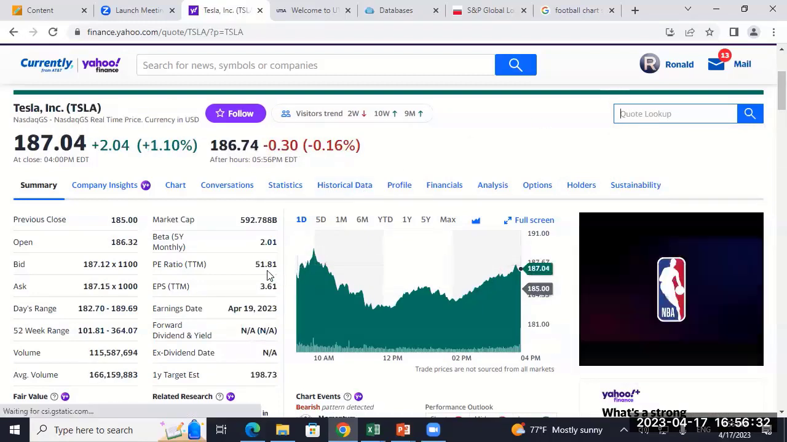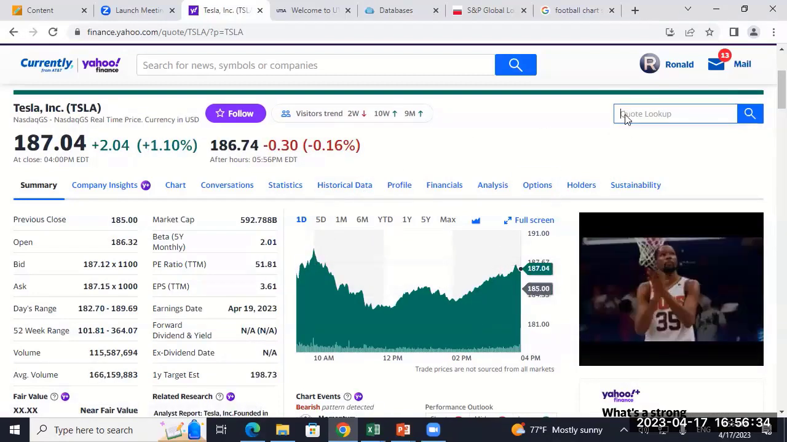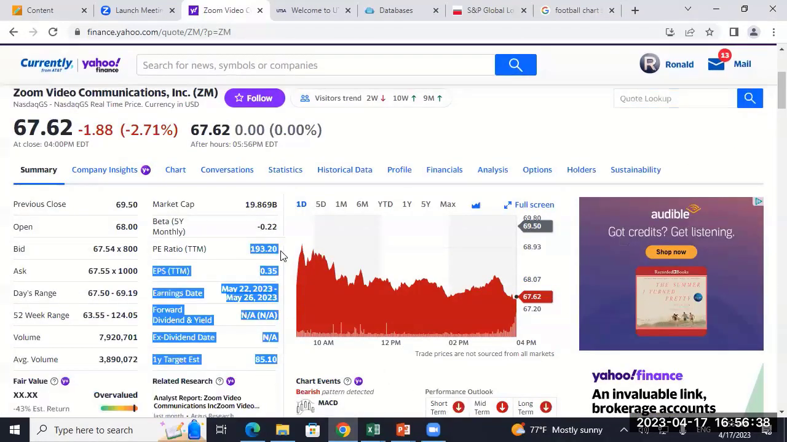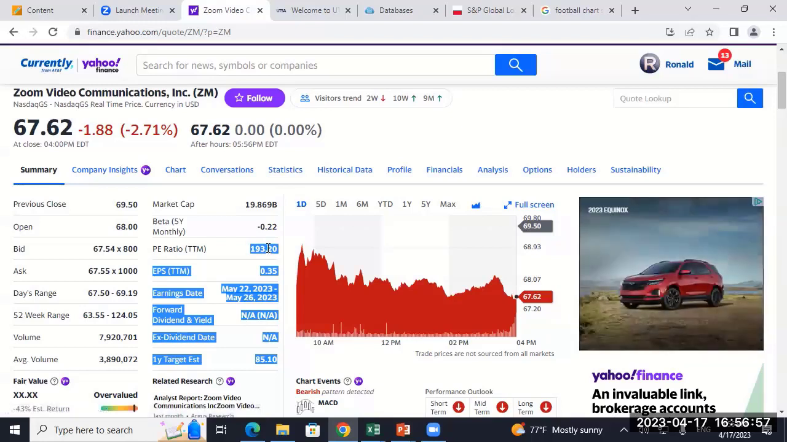Compare that to a Tesla with a 51, or a Zoom with a 193. You have to pay $193 for $1 of earnings for Zoom. Macy's, you only have to pay $4. So very, very cheap stock. But if you think Macy's is going to still be in business in 10 years, it's a really, really cheap stock. They don't have to do much. Maybe their earnings will fall because they have to close down some stores, but still, they don't have to do much. Zoom has to be almost perfect.